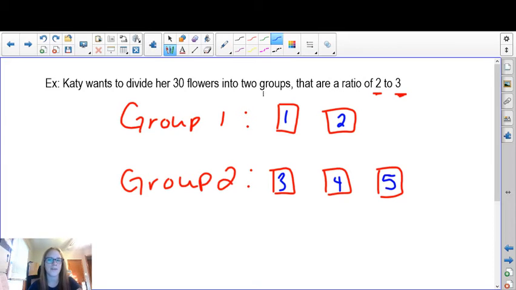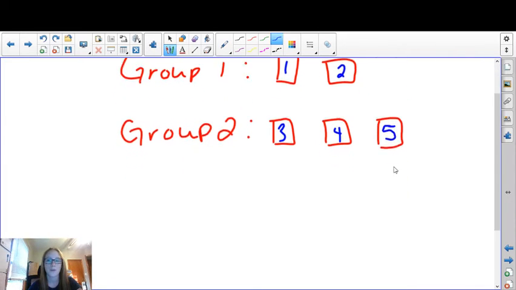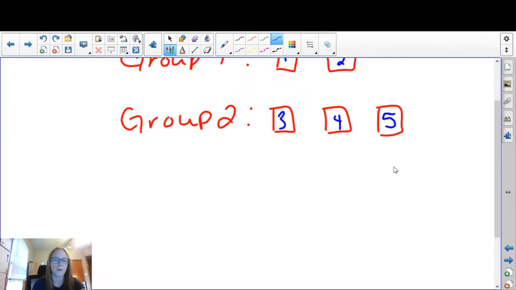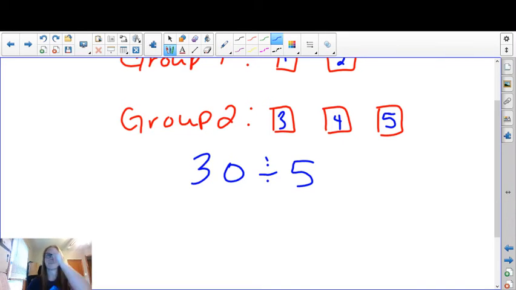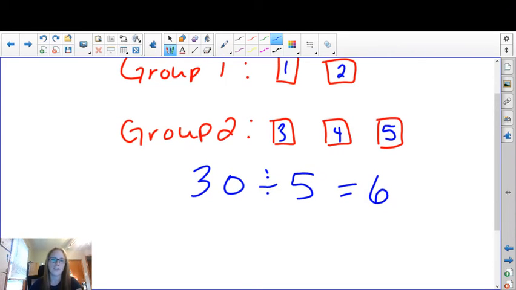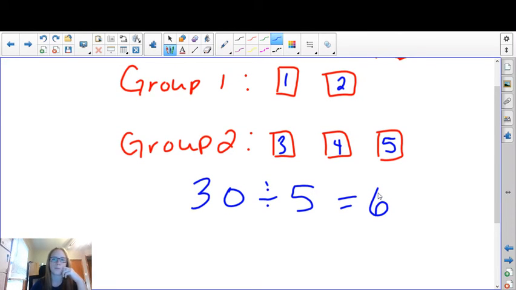And it's telling me that they get split into even amounts, just at a ratio of 2 to 3. So can I take my total of 30 and split that? Great. So I'm back up again. Can I take that group of 30 and split that into 5 equal groups? You betcha. 30 divided by 5 is 6. So in each of these little boxes or groups, I can fit 6 flowers.